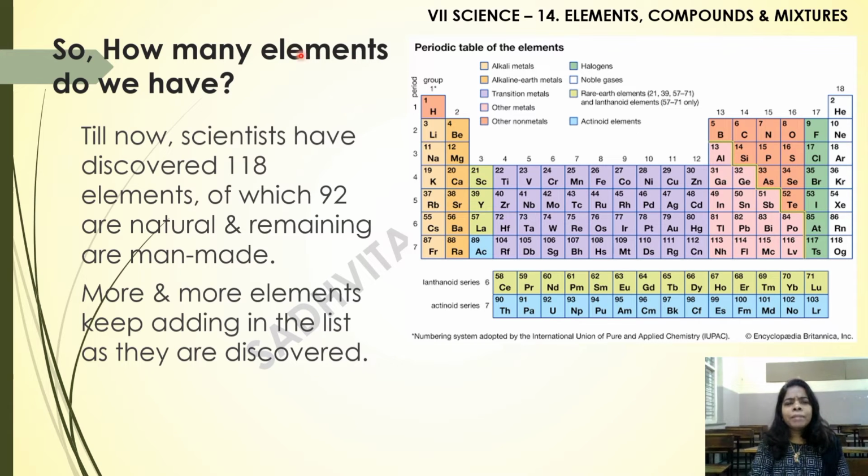So, how many elements do we have? Till now, scientists have discovered 118 elements, of which 92 are natural and the remaining are man-made. So this is a periodic table, children, which is showing all the different types of elements. Different means what type of elements there are. It is clearly shown by colors. We are going to learn all of this in the higher classes. More and more elements keep adding to the list as they are discovered. So these are all the elements in the periodic table.